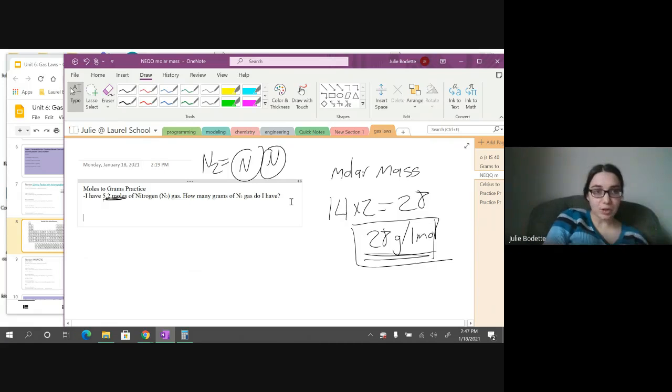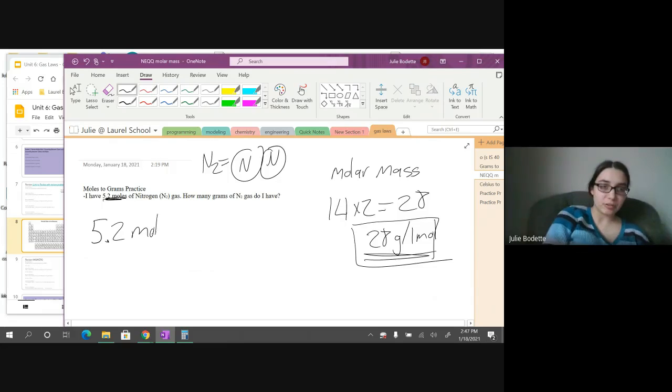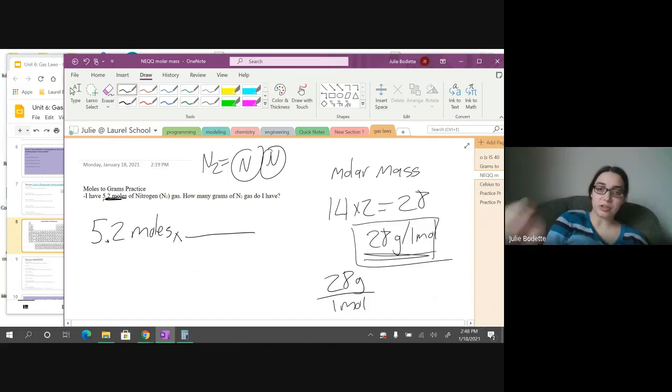Okay. Right, so 5.2 moles, let's convert it to grams. So I'm going to start by writing out the number I'm given in the problem, 5.2 moles. And again, we have this fraction, right? So we have 28 grams over 1 mole. So I can either multiply by this fraction or multiply by this fraction upside down, whichever way it cancels. And it turns out I can just multiply by this fraction, right? So if I write 28 grams over 1 mole, moles cancel, and we get 5.2 times 28 divided by 1.